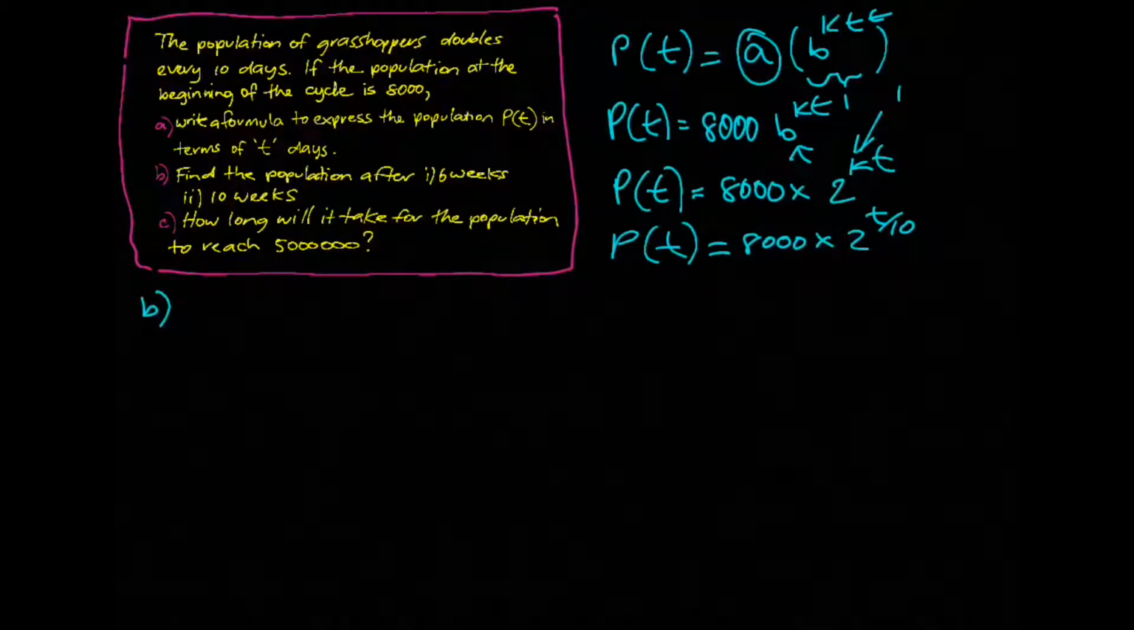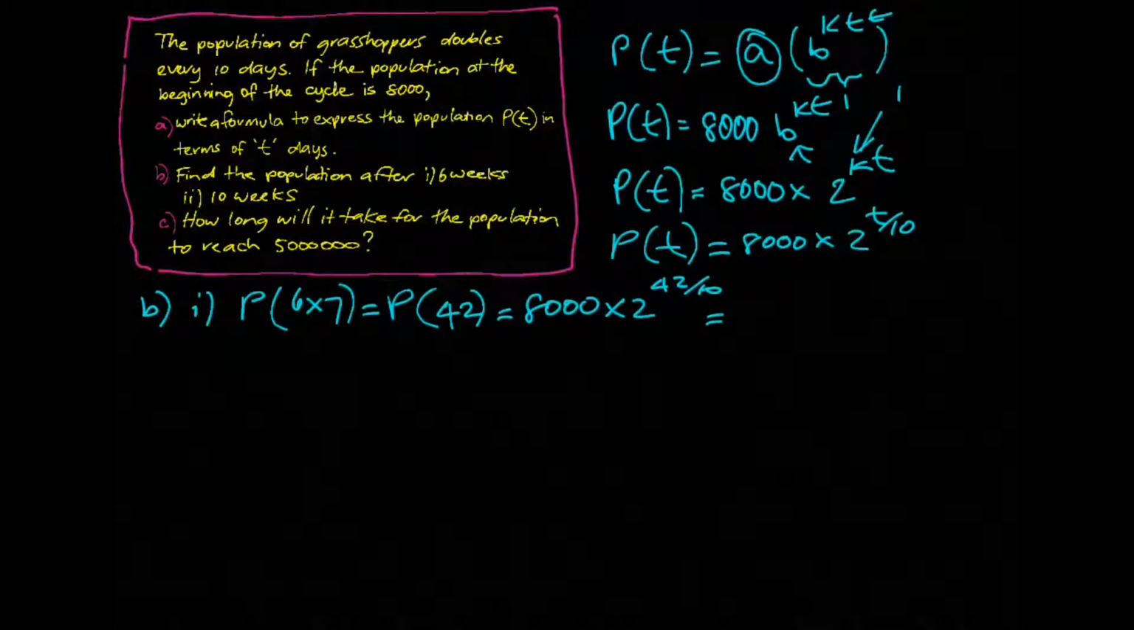Okay, so part B, what's the population after 6 weeks? So P of 6 times 7 days equals P of 42, which is equal to 8,000 times 2 to the 42 on 10, which equals 147,033 grasshoppers.